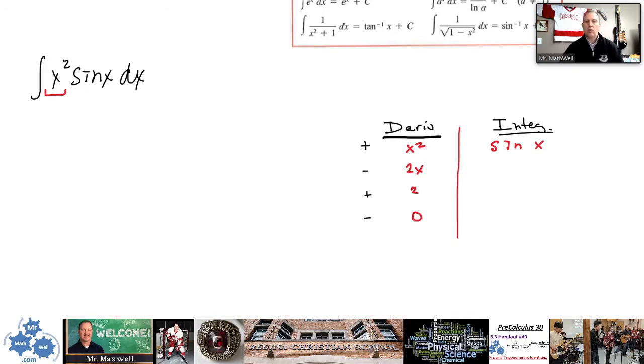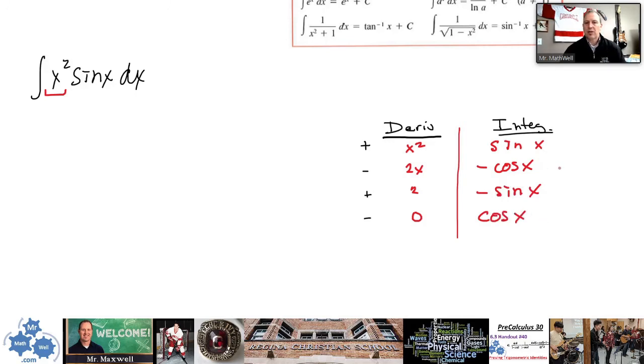Right? So we go all the way down the list there until we get to 0 and we stop, and then I need to fill in 3 columns here. So the integral of sine x is going to be negative cos x. The integral of negative cos x is going to be negative sine x. And the integral of negative sine x is going to be positive cos x.